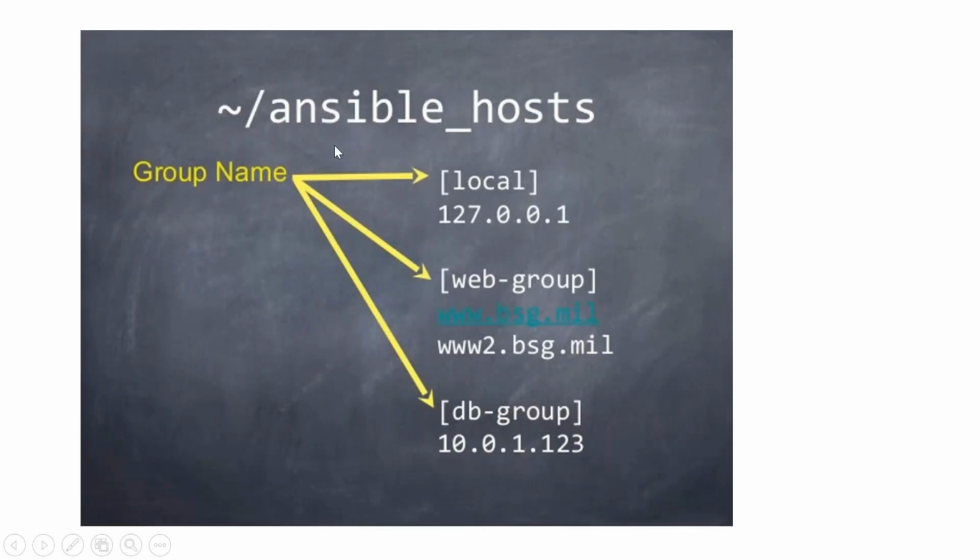So, Ansible hosts. Now you will understand what these Ansible hosts are. This is a local section, this is a web group section, and this is a DB group section. These are different group names, or you can say section names. For the DB group, you can give any name, the name is not mandatory, no problem. Here we are giving the IP address. Here we are giving the domain names, right? For local, we are giving another name, right?